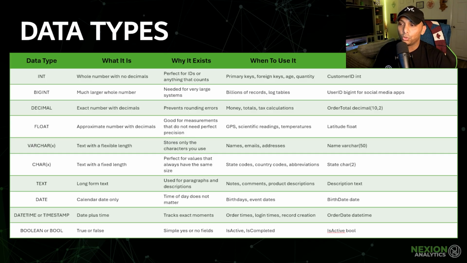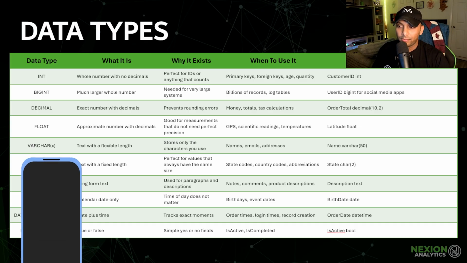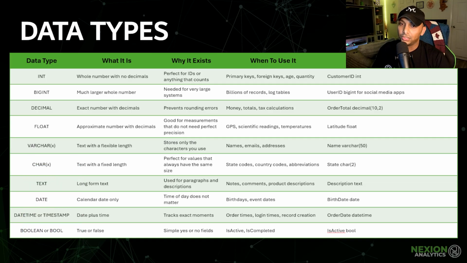Big integer stores very large whole numbers and is used for massive systems with millions or billions of records, like logging or social media IDs. Decimals are different than integers, right? So decimals are actually storing decimal values now. They store exact decimal values and is used for money, totals, and anything involving financial accuracy. Floats we have store approximate decimal values and is used for measurements like GPS, temperature, or sensor data that do not require perfect precision.